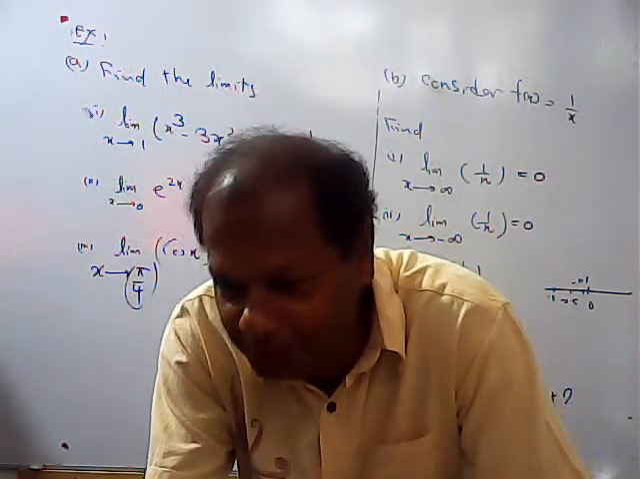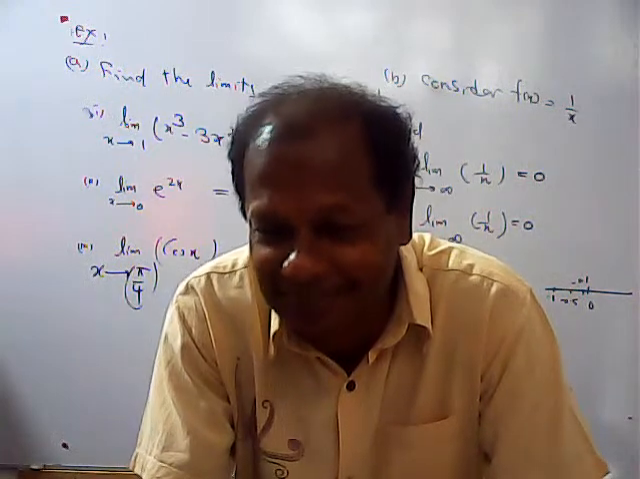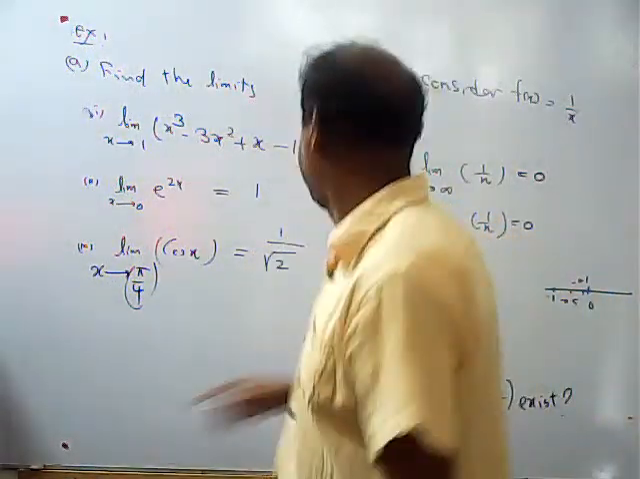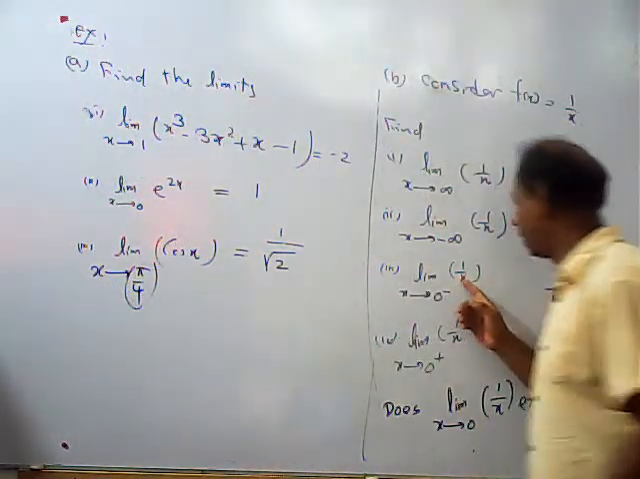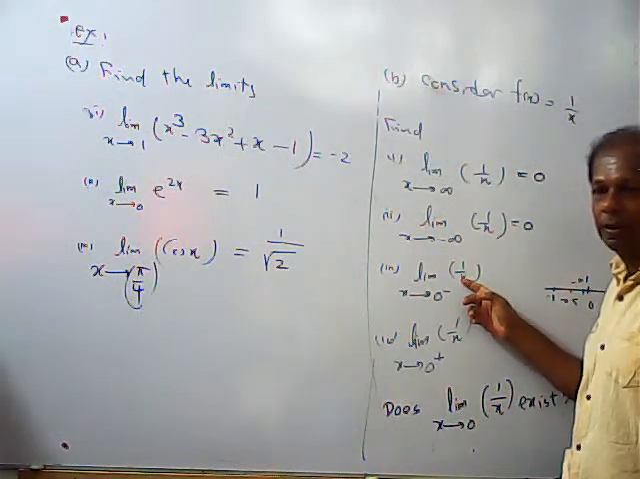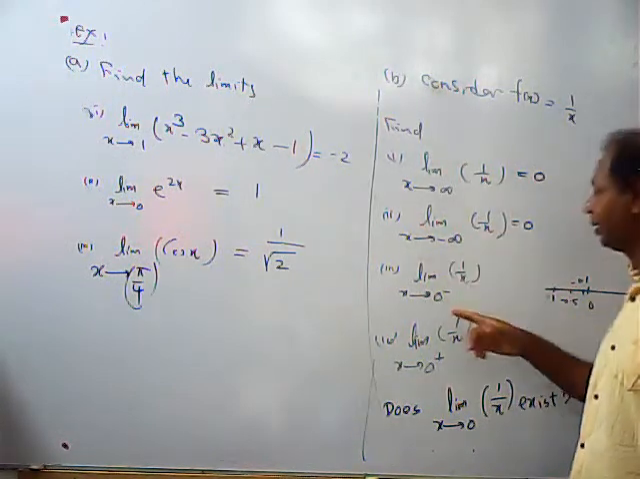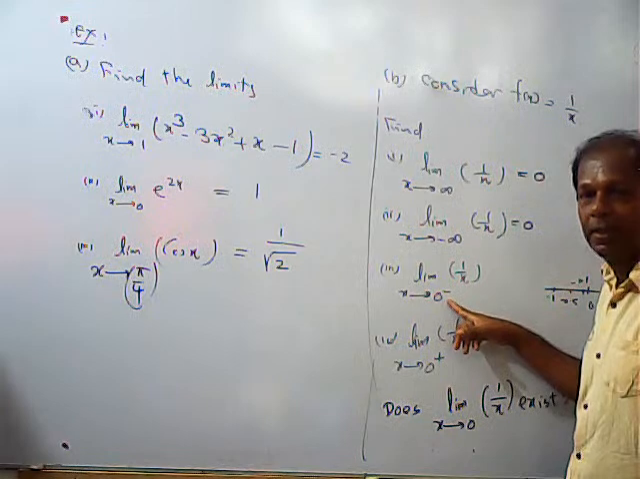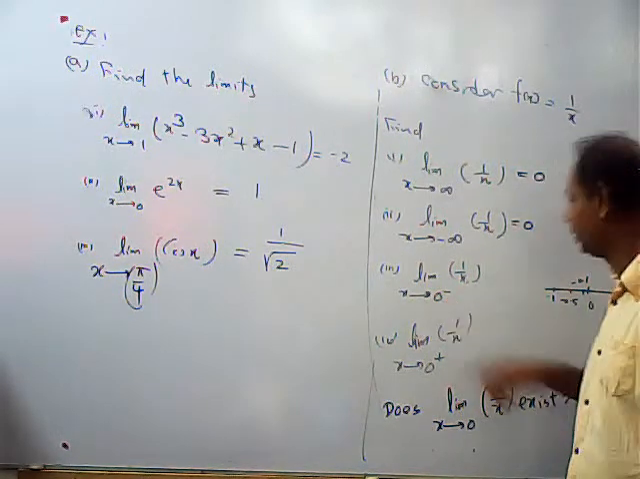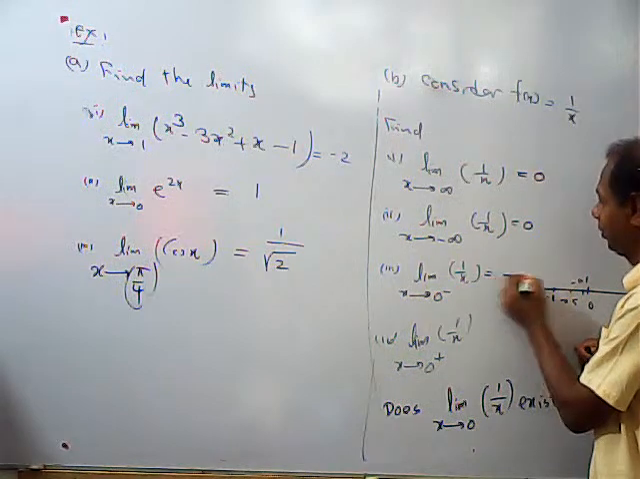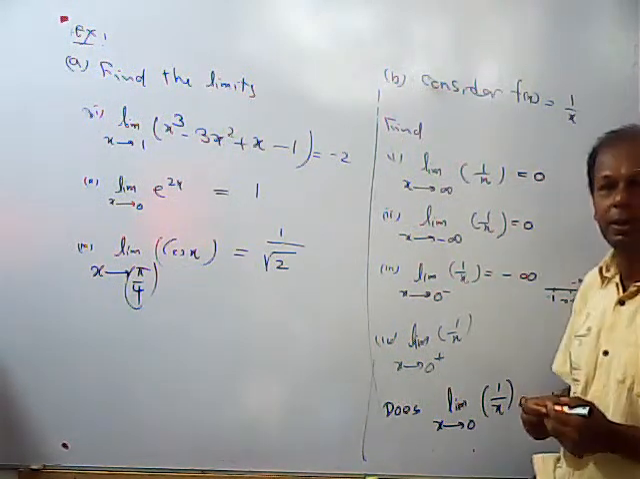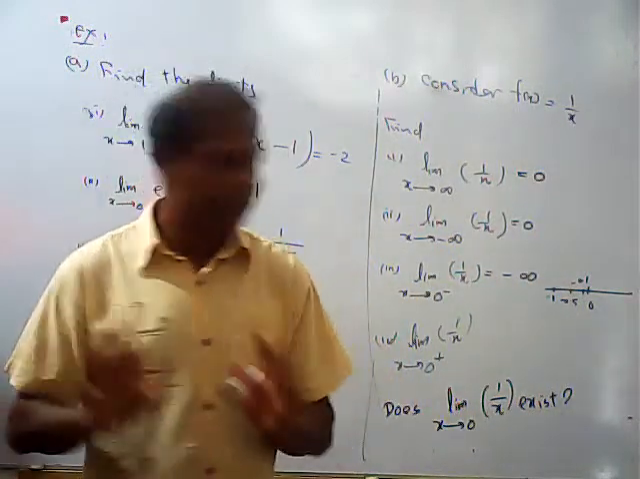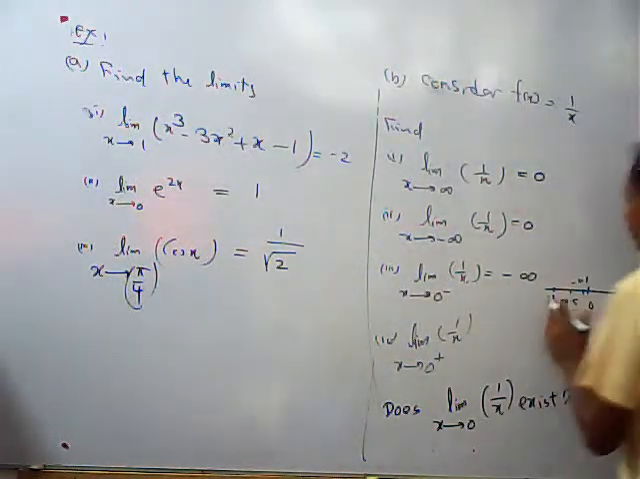1 over x goes to negative infinity, correct? Okay, minus infinity. X gets bigger values, but as x gets closer to 0, 1 over x gets bigger and bigger values, but because x is negative, they are negative. So it goes to negative infinity. Negative infinity, correct.